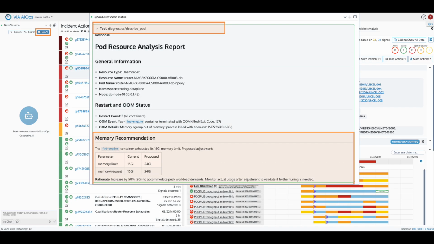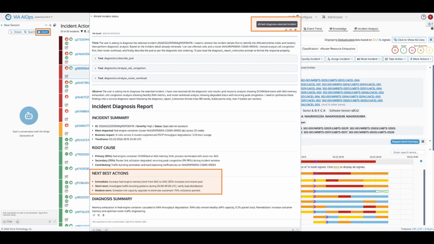To further validate the root cause, the assistant executes the Describe Pod Diagnostic tool on the pod where the vRouter forwarding engine is deployed. This inspects the containerized workloads and reveals repeated out-of-memory kills, pointing to insufficient memory allocation as another potential issue. At this stage, the Agentic AI assistant synthesizes all findings into the self-evolving knowledge plane, ensuring continuous learning from patterns, past incidents, and topology relationships to refine its future recommendations.